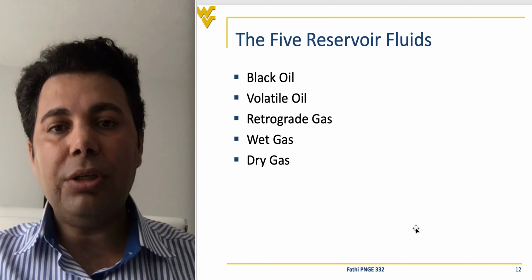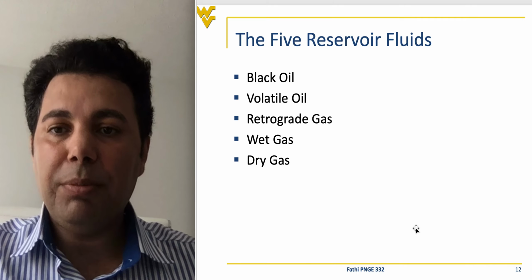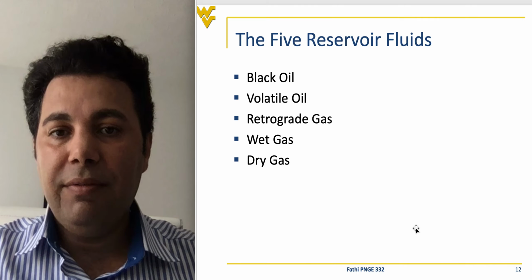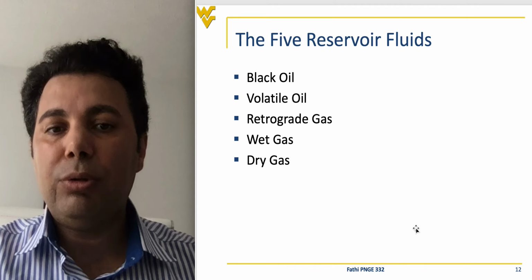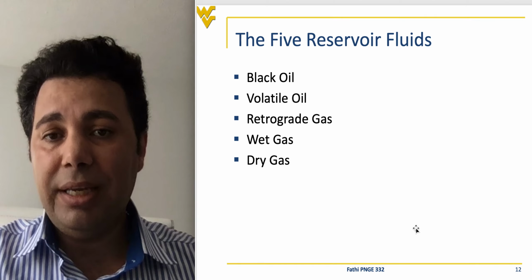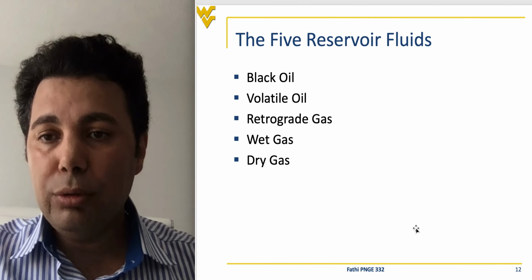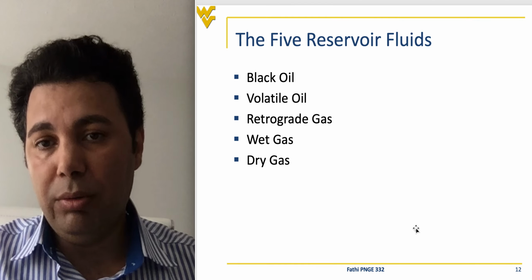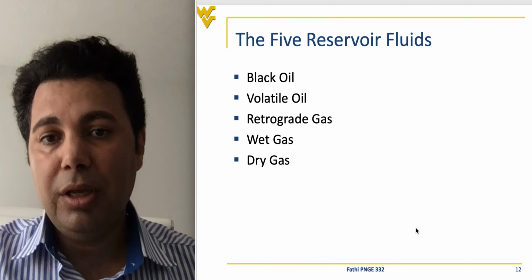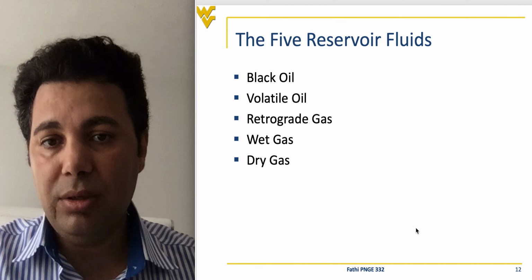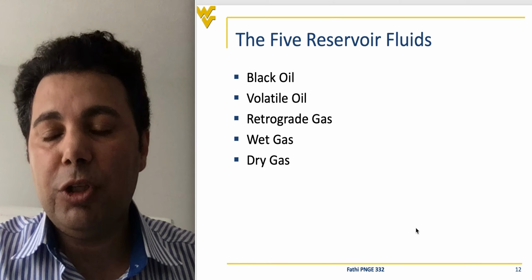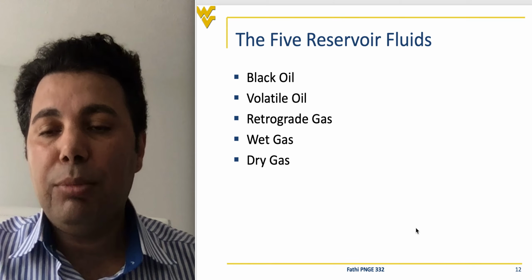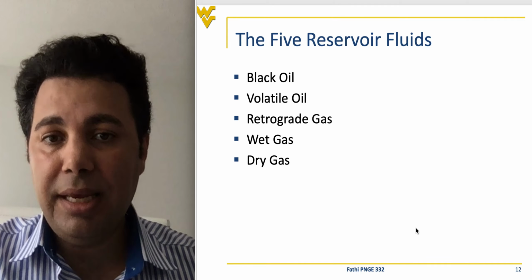But generally speaking, we have 5 different types of reservoir fluid: black oil, volatile oil, retrograde gas, wet gas, and dry gas. Black oil includes more of the heavy components, so it is a higher density, higher viscosity oil. Volatile oil, as the name says, has more volatile, lighter components, such as propane, butane, pentane, hexane.